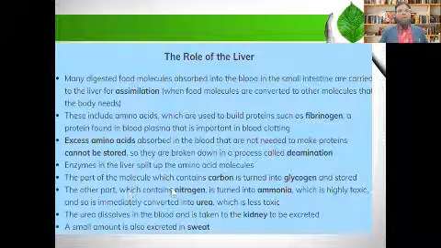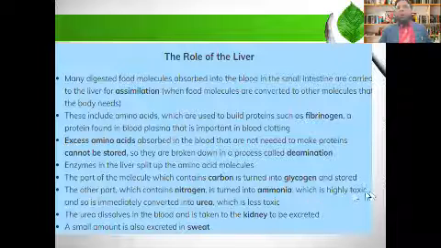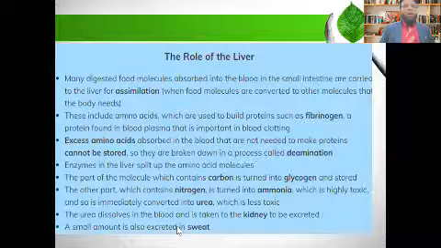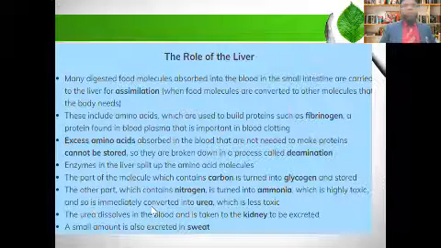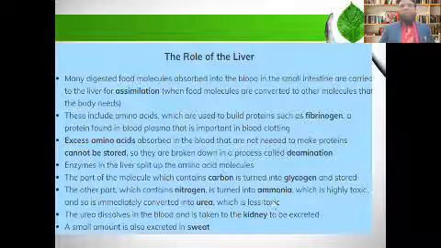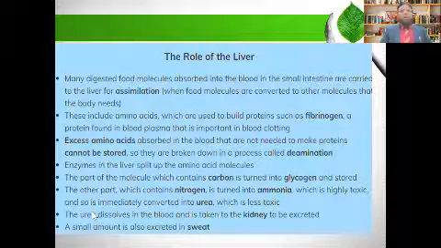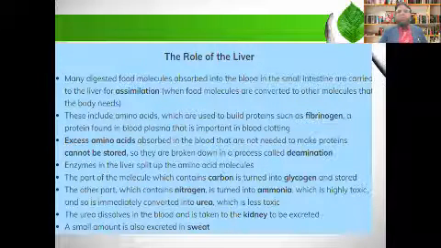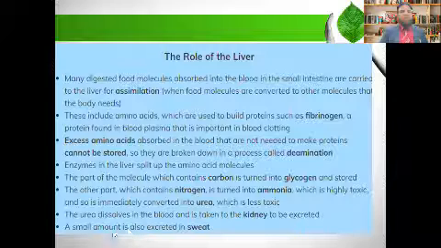The other part which contains nitrogen is turned into ammonia, which is highly toxic, and is immediately converted to urea, which is less toxic. The urea dissolves in the blood and is taken to the kidney to be excreted. A small amount is also excreted in sweat.